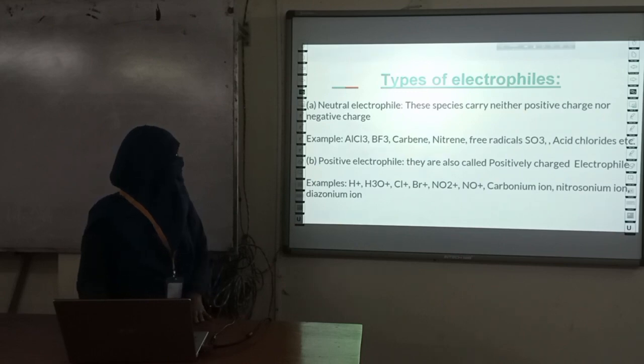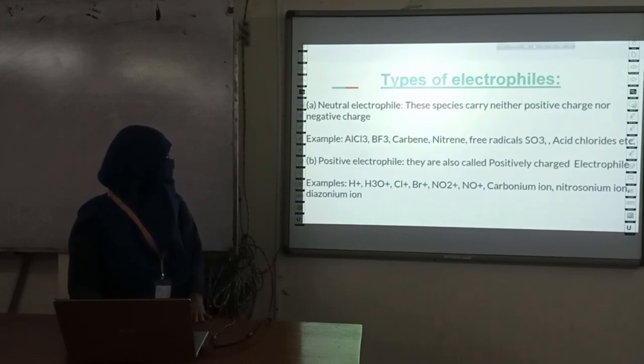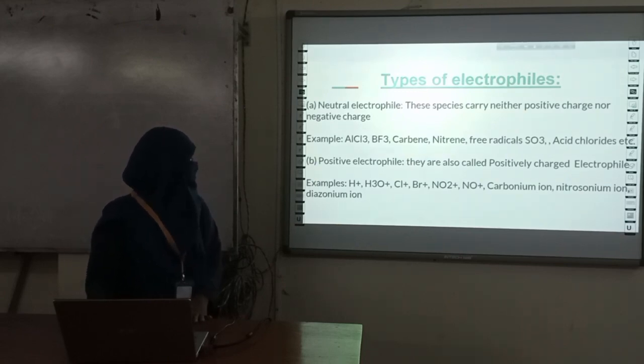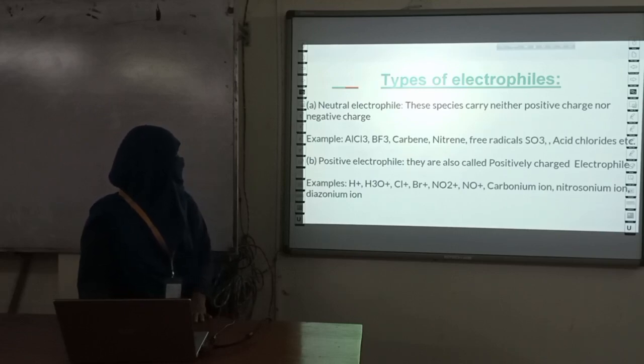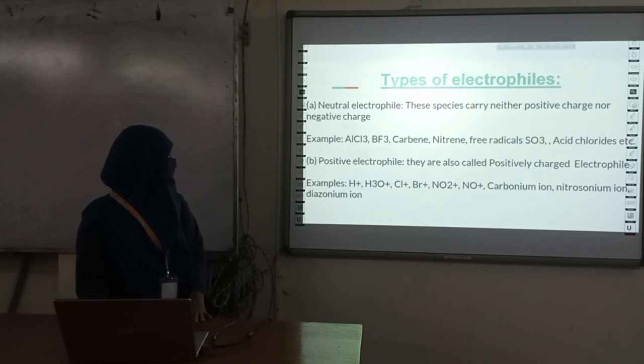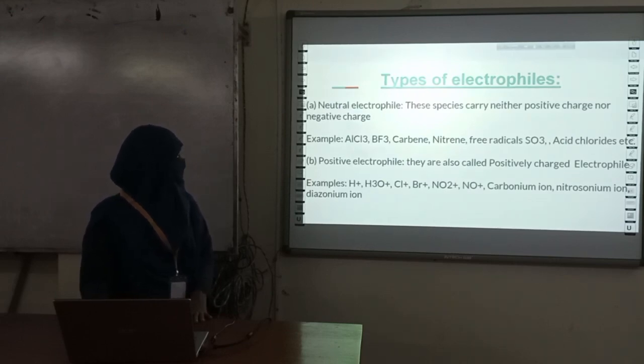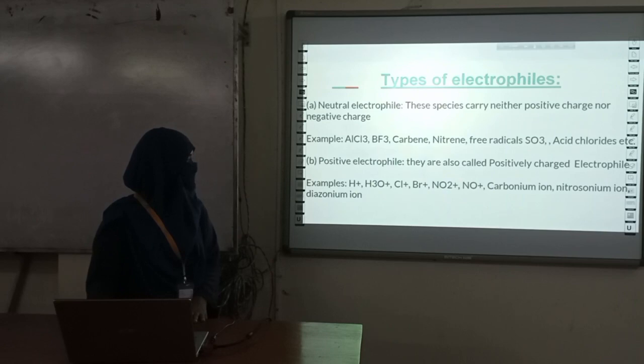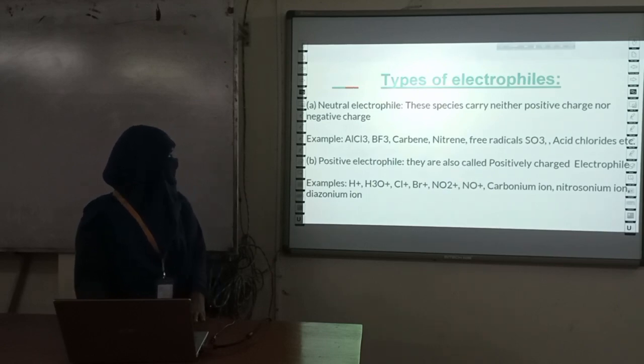Types of electrophiles. There are two types of electrophiles: neutral electrophile and positive electrophile. Neutral electrophiles carry neither positive charge nor negative charge. Examples of neutral electrophile: aluminum chloride, bromine trifluoride, carbene, nitrene, free radicals, sulfur trioxide, acid chlorides, etc. And positive electrophile, also called positively charged electrophile.